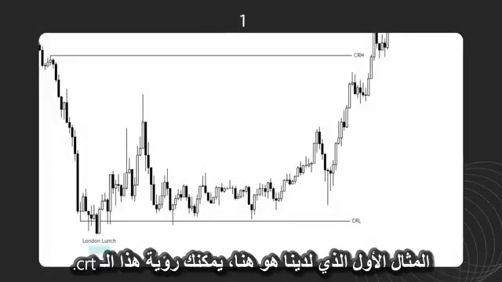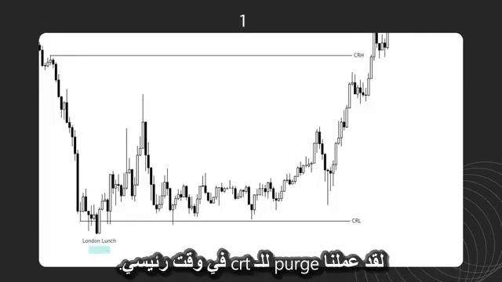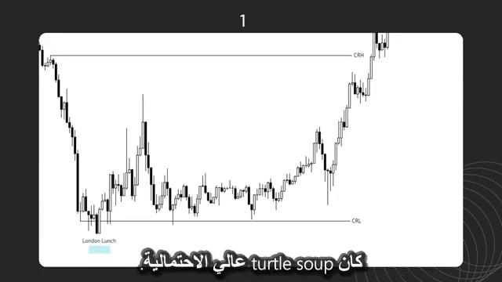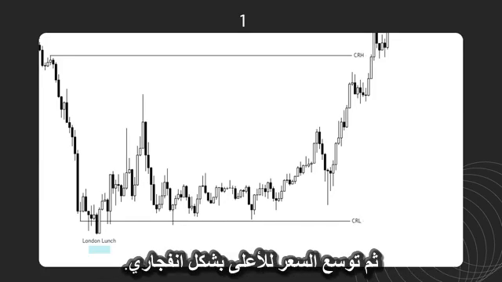Let's look at some examples right here. First example we've got is right here. You can see this CRT. We've purged the CRT at a key time, and then you can see we've had this turtle soup. It was a high probability turtle soup, and then price expanded above explosively.